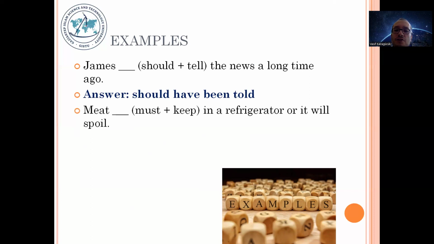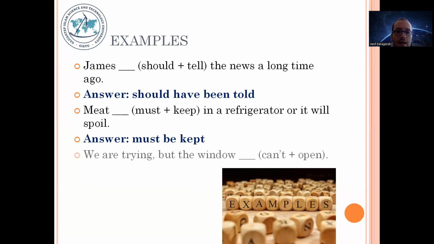Meat in a refrigerator or it will spoil. So, this is something in the present. After must, I have to use be and the past participle form of the verb. So, the answer is meat must be kept in a refrigerator or it will spoil. Another example. We are trying, but the window can't plus open. In here, again, something in present. I don't have to use past form of the modal. So the answer is can't be opened.